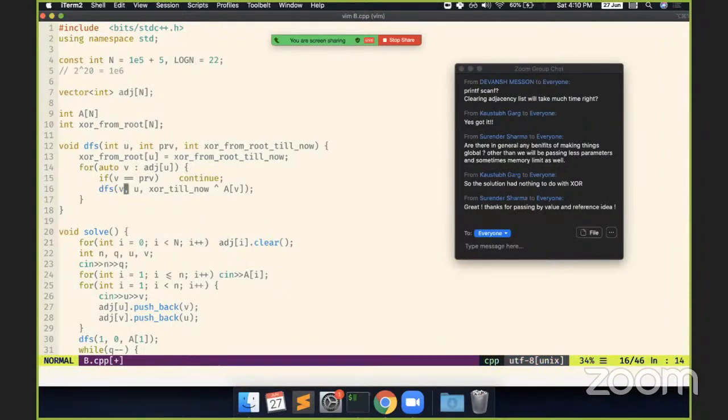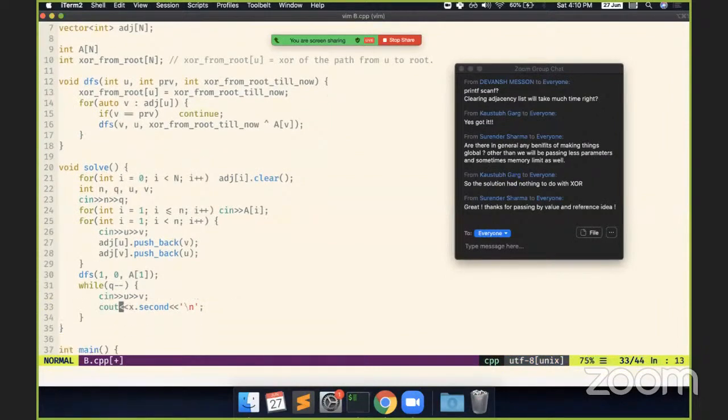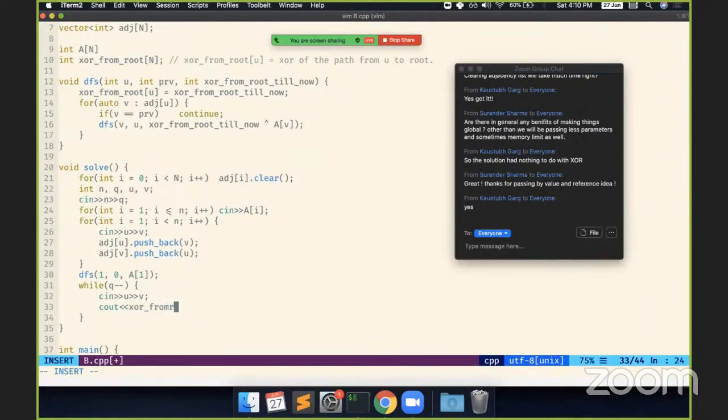And then whenever I'm going inside the DFS, I take this value and I XOR it with the new node that I'm going to, correct? So basically this value stores the XOR from root to U, which is equal to the XOR of the path from U to root. Right? Does everyone get how this value is calculated and why it's calculated correctly? Now the answer is pretty simple. The answer is almost this, but not exactly this.